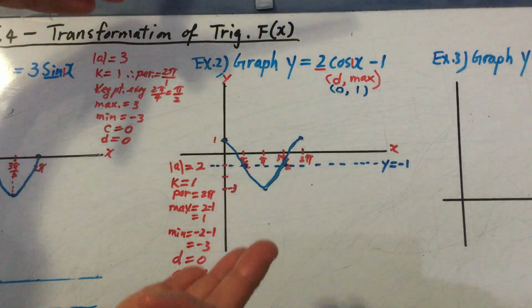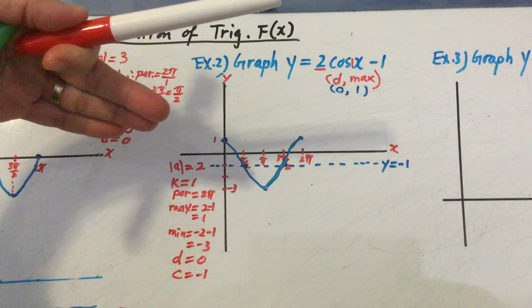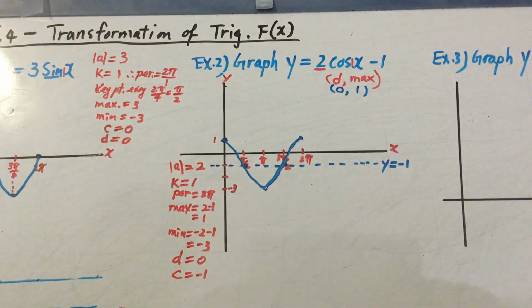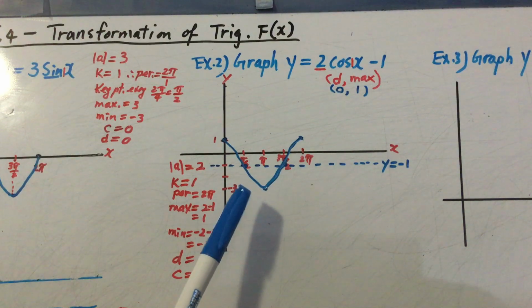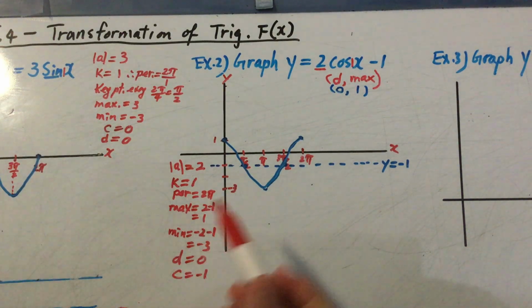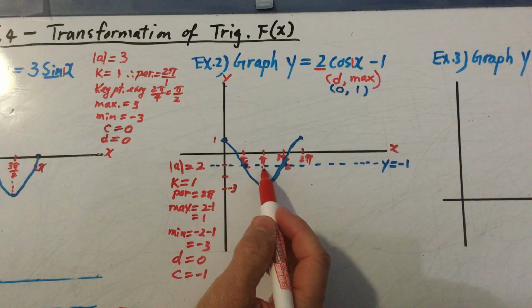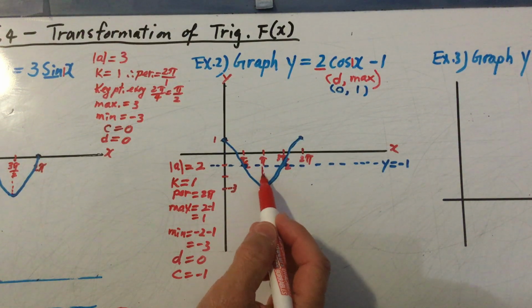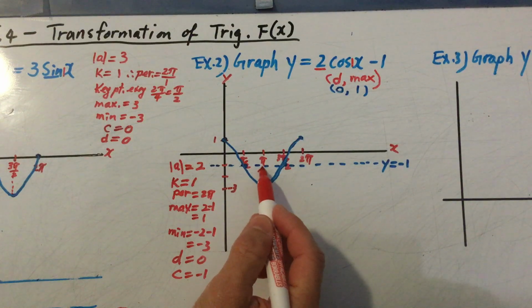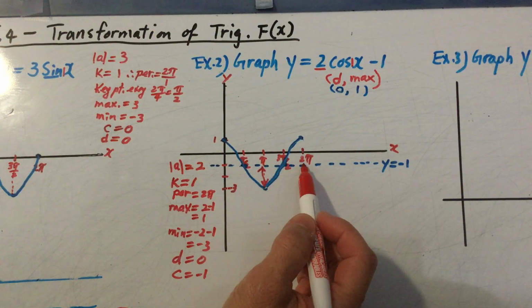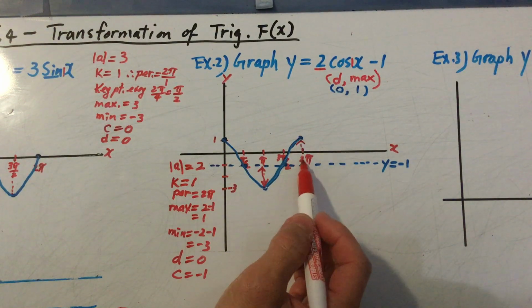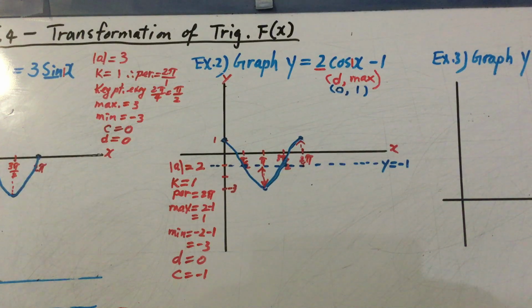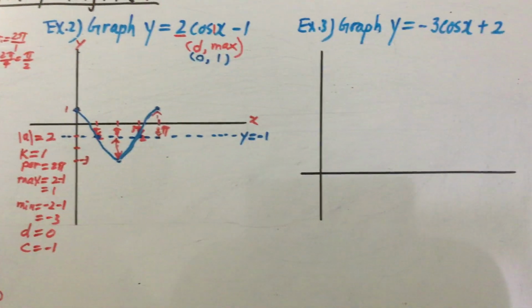So everything pretty much is coming down 1 unit, okay? And because of the amplitude of 2, as you can see, the distance between the middle line and the minimum is 2 units. And same thing, from the middle line to the maximum, this distance is also 2 units. Okay, so that is example number 2.